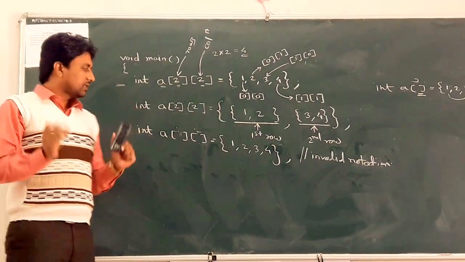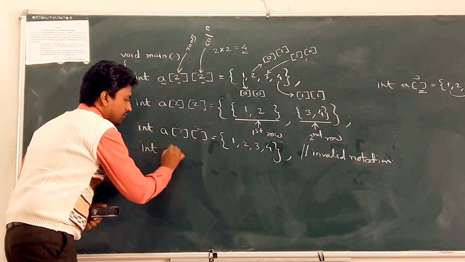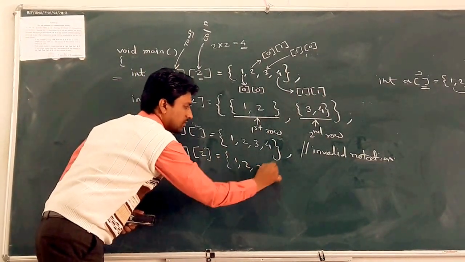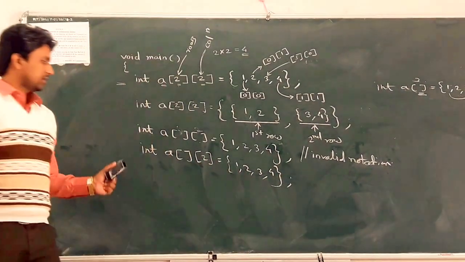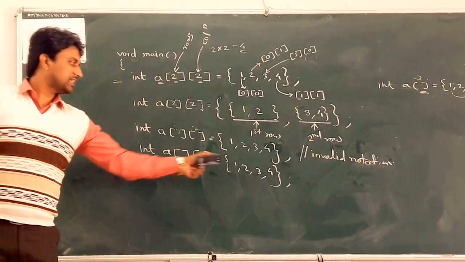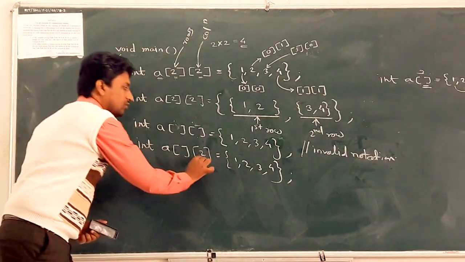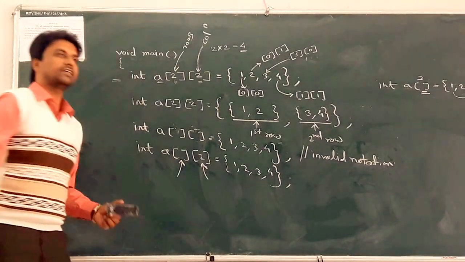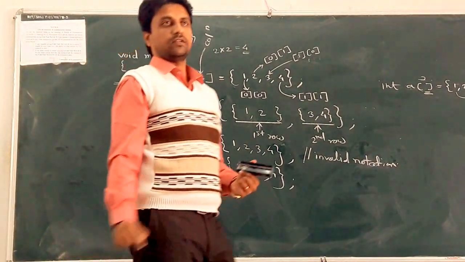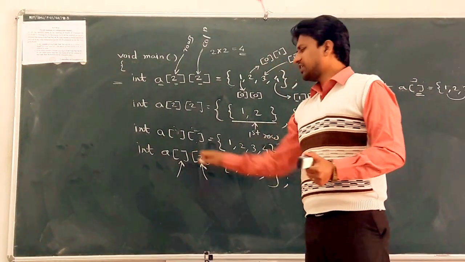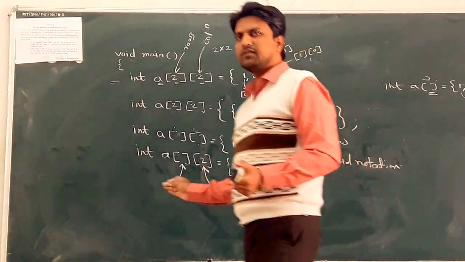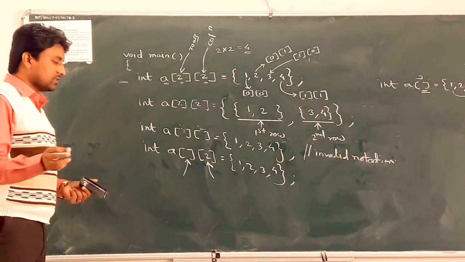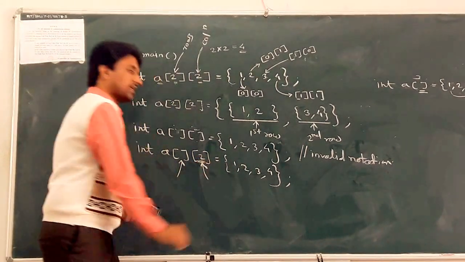Okay. Then next, suppose this is my initialization of a two-dimensional array, where I have mentioned the size of the second subscript, but I have not specified the size of the first subscript operator. So, what is your interpretation? Is it valid? Yes, it is valid, because the compiler knows that there are two columns.